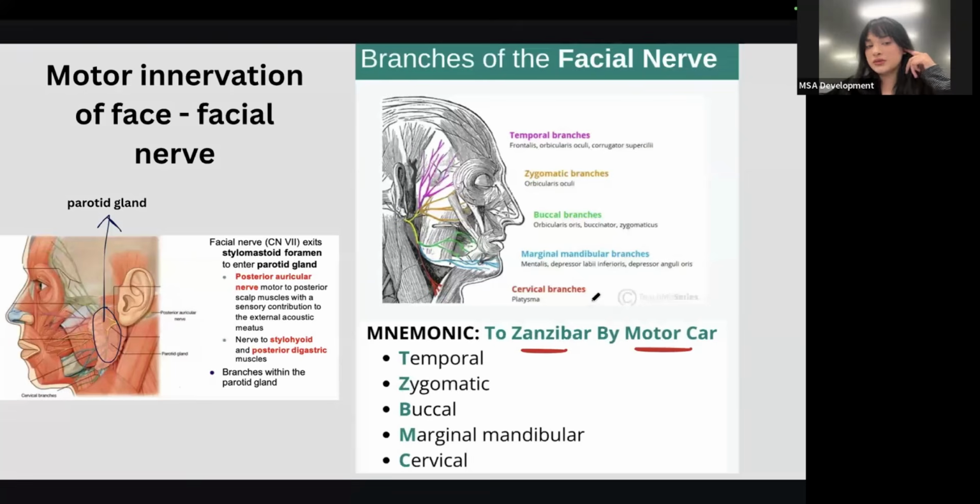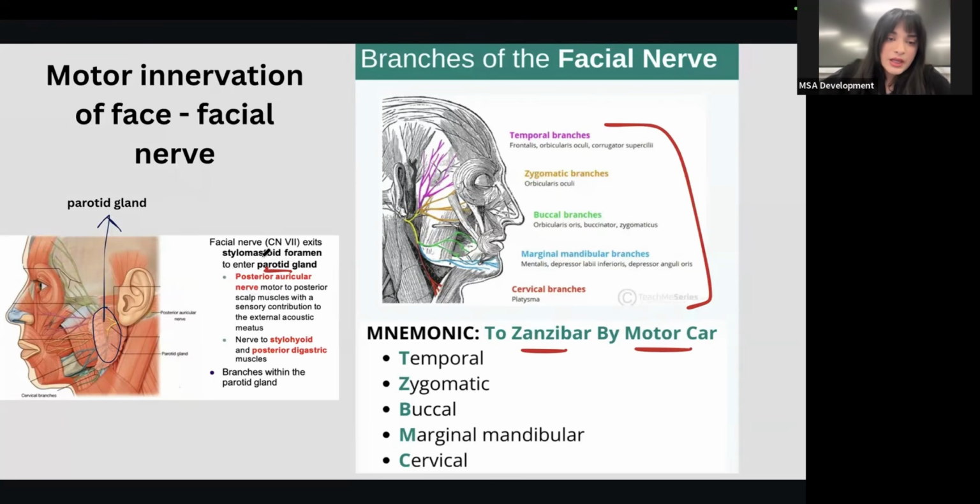So you have the facial nerve. It exits the stylomastoid foramen to enter the parotid gland. This is very, very important, a core concept. The facial nerve is going to go inside the parotid gland, as a nerve. And then inside the parotid gland, it's going to branch out into 5 branches. So it supplies all the facial expression muscles. That's the facial nerve.